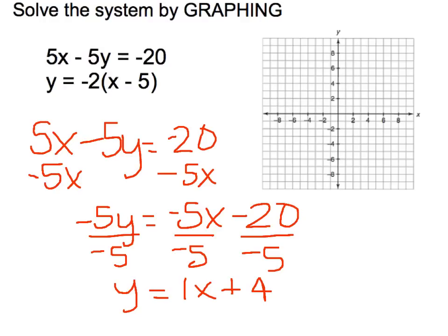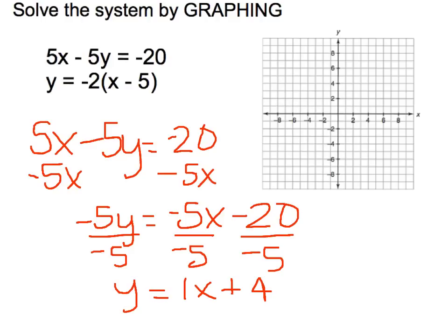Compare your equation in slope-intercept form to mine. So my equation is y equals 1x plus 4. You might have just put an x, or jotted down x plus 4 instead of that 1. If your work looks different than my work, pause the video, look at my work, compare it to yours, and see if you can find your mistake.